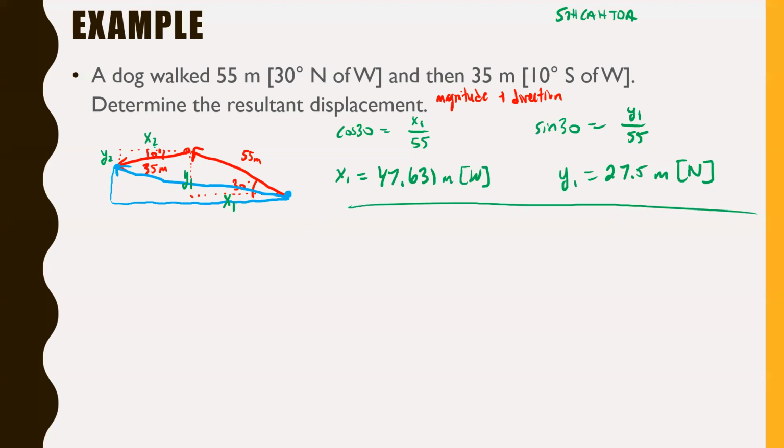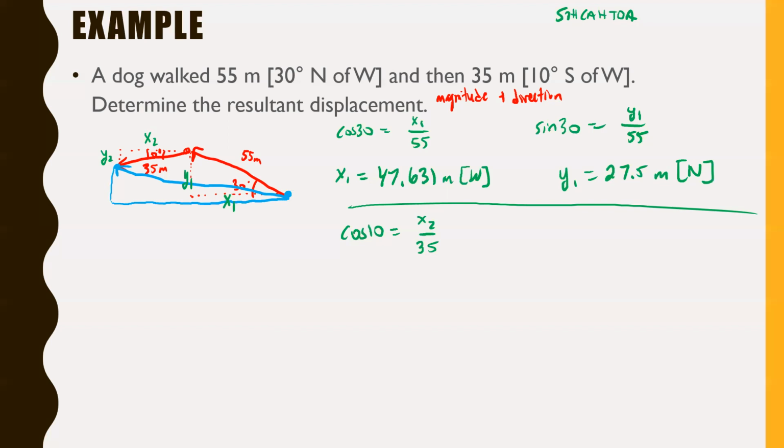Notice x2 in this case, this is a bit of a weird one. It is our adjacent side still. It's just on the other side of it here, but it's not opposite from that 10 degrees. It's still adjacent. So since x2 is still adjacent, we're going to use cosine yet again. It's going to be cosine 10 equals x2 over, that one's hypotenuse is only 35. Multiply by 35 on both sides.